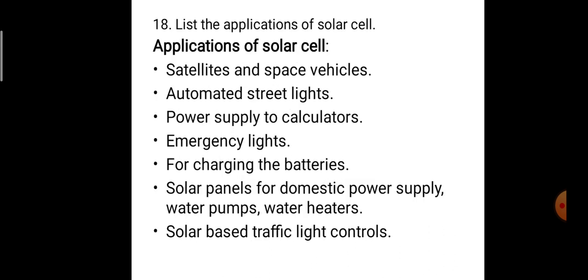18th question. List the applications of solar cell. Now we are discussing the applications of solar cell. Satellites and space vehicles, automated street lights, power supply to calculators, emergency lights for charging the batteries, solar panels for domestic power supply, water pumps, water heaters, solar based traffic light controls.